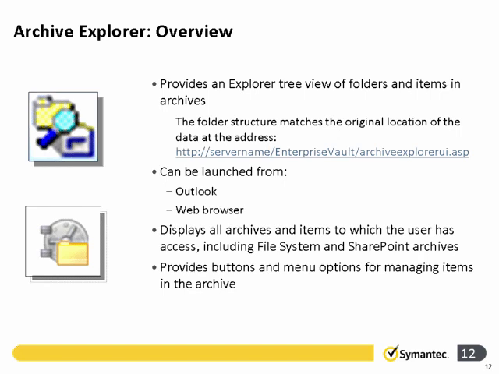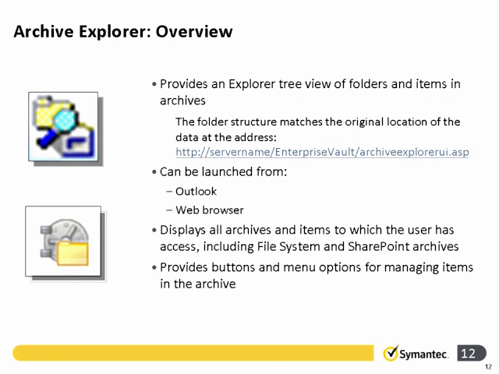And also with the desktop policy, we talked about being able to use desktop policies in Enterprise Vault to control how your desktop user interface works. Well, you can tell the desktop policy to actually open up the Archive Explorer either within Outlook or in its own separate web browser. It'll display all the archives and the items to which the user has access. So therefore, it could include items from both the file system archiving and SharePoint archives as well.